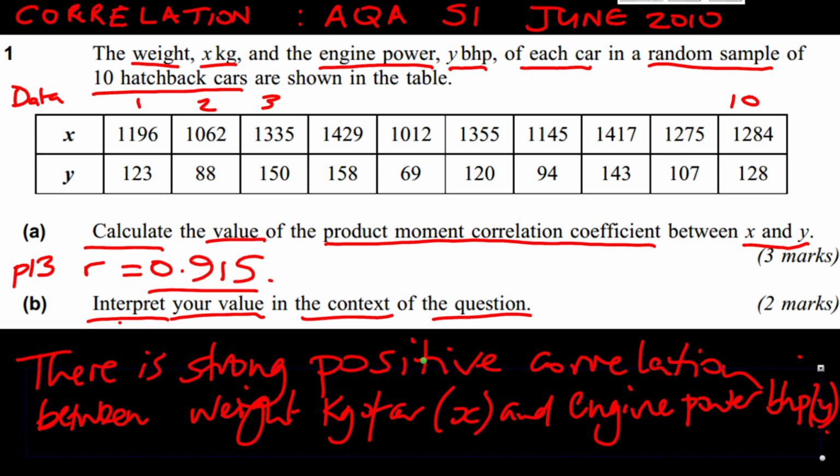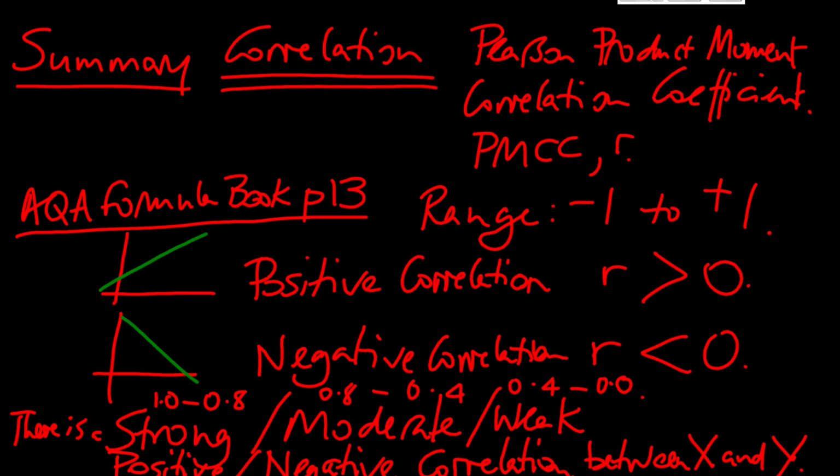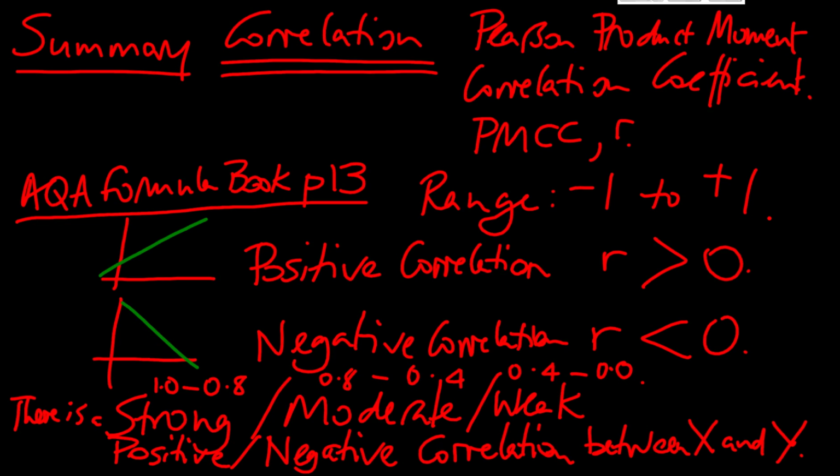To expand on this a bit more, I've got a summary for you, and this is going to go a bit more into the theory because that was so straightforward. Let's summarize where we are. Correlation: the Pearson product moment correlation coefficient, also known as PMCC, usually written with the letter R. It's in the AQA formula book, page 13, and the formula is R equals SXY over the square root of SXX times SYY, because they might give you a question where they give you those three figures and you have to work out R.